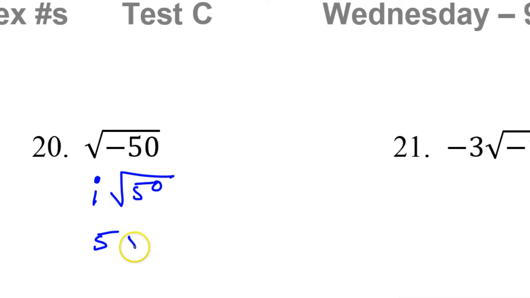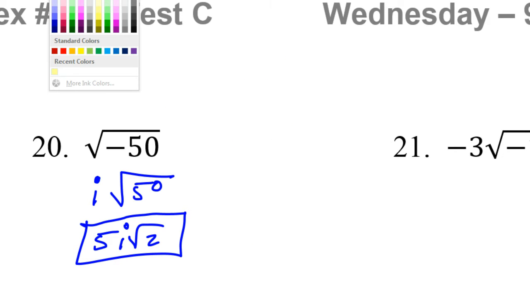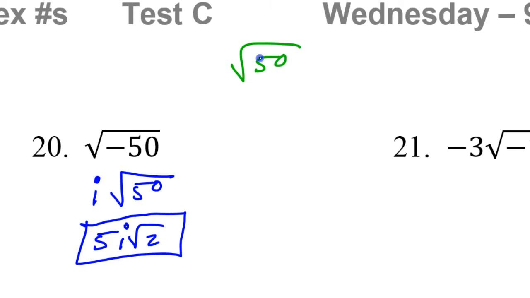Alright, so there's my 5 radical 2. Where does the I go? In between. Okay, 5I radical 2. You will lose a point if you put the I in the wrong spot. If you didn't have a calculator, just real quick, remember, if you have to do radical 50, this is just 25 times 2, and the square root of 25 is 5. So you can do it really fast.